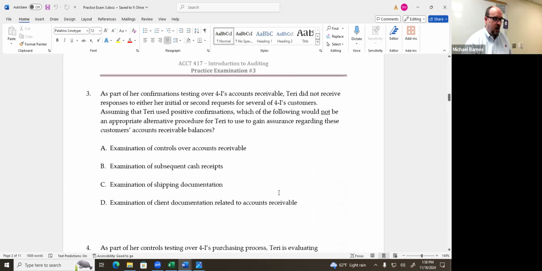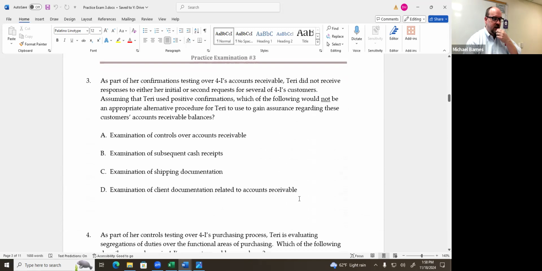All right. As part of confirmations testing over 4i's accounts receivable. So I said confirmation testing, so I must be testing controls, right? Say it. No, I'm not testing controls. So you should think when you read that, he said confirmations, he means substantive testing, okay? Substantive testing. Terry did not receive responses to either initial or second requests for several of 4i's customers. Assuming that Terry used positive confirmations, which of the following would not be an appropriate alternative procedure for Terry to use to gain assurance regarding these customer accounts receivable balances?